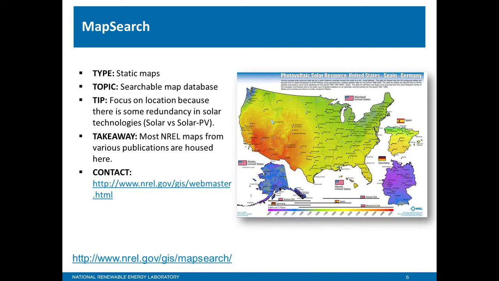What these resource maps can also demonstrate, however, is that there's more to the decision-making process than just solar resource. For example, by looking at this map on the screen of the solar resource in the US, Spain, and Germany, it becomes very clear that solar resource alone does not make a successful solar market. So you have to dig a bit deeper.